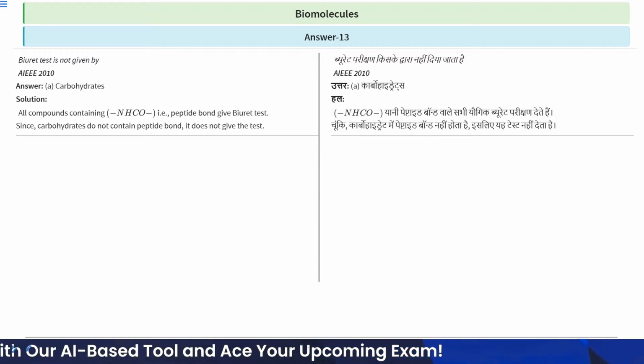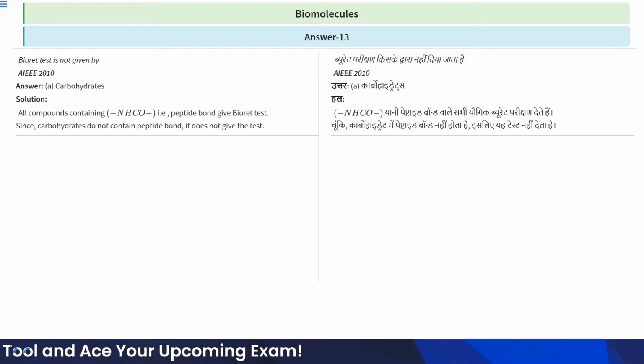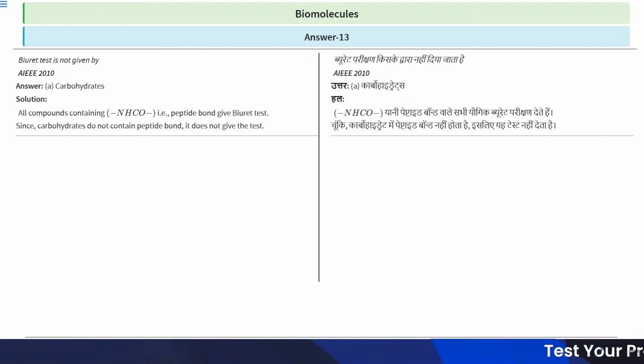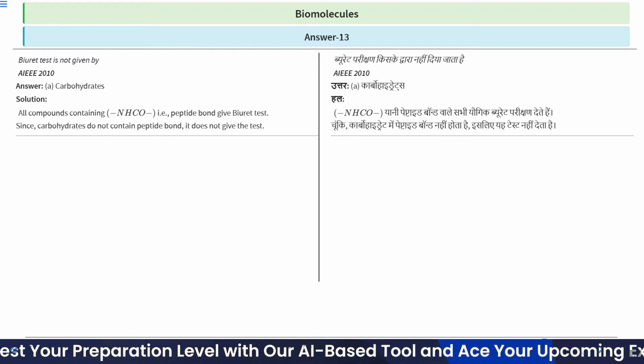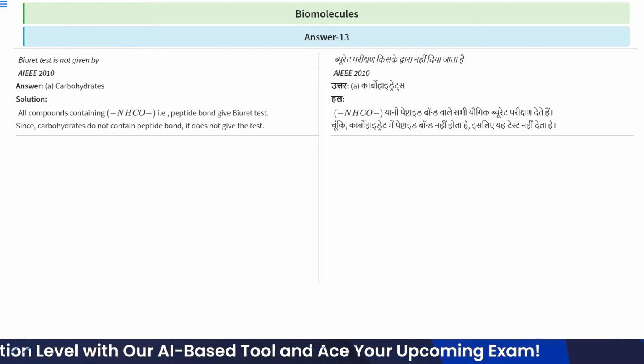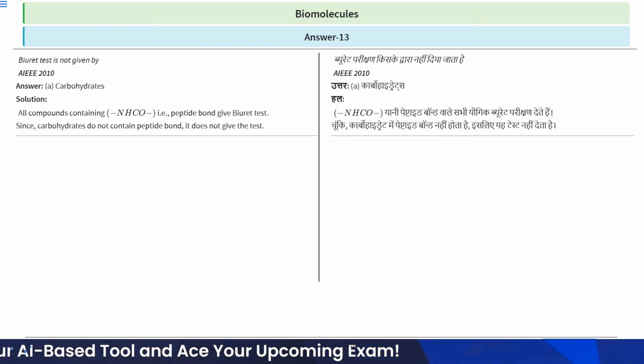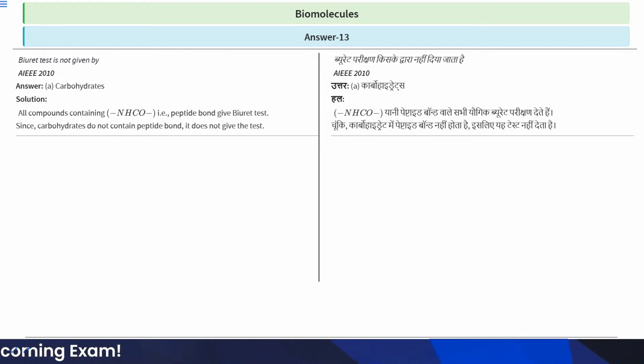Since carbohydrates do not contain any kind of peptide bond, they do not give the test. That is why they will not give the Biuret test, right? So this is the question, that the Biuret test is not given by which product, so they are called carbohydrates, and thus our correct answer is option A, that is carbohydrates.